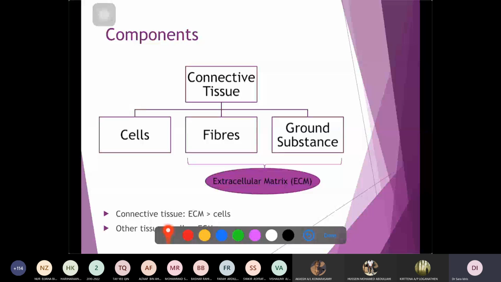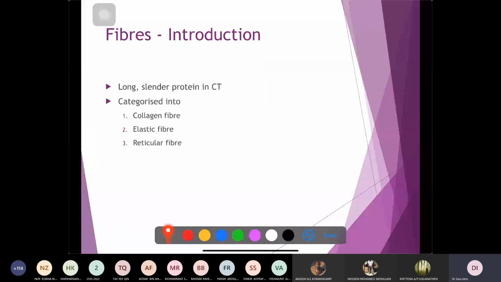So now we're going to look into fibers. Fibers are long, slender proteins in connective tissue. You can categorize them into collagen, elastic, and reticular fibers. Of course, collagen has multiple subdivisions into different types, but you don't have to be bothered by that. You just have to know collagen in general, elastic in general, and reticular fiber, which is actually part of collagen. We'll be looking at that later.